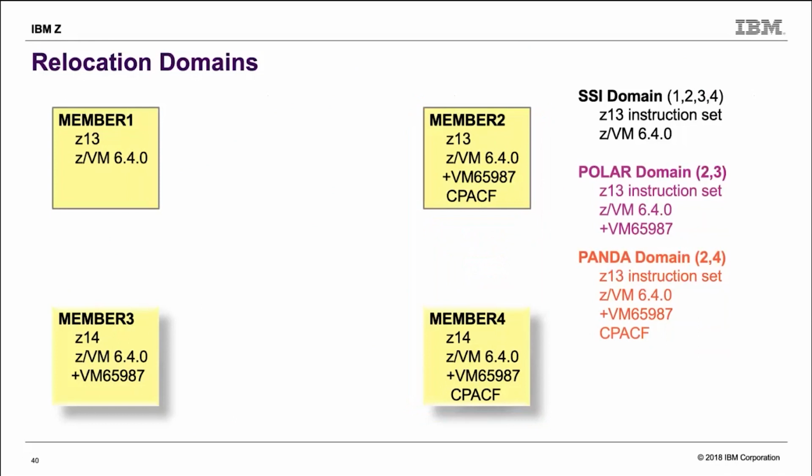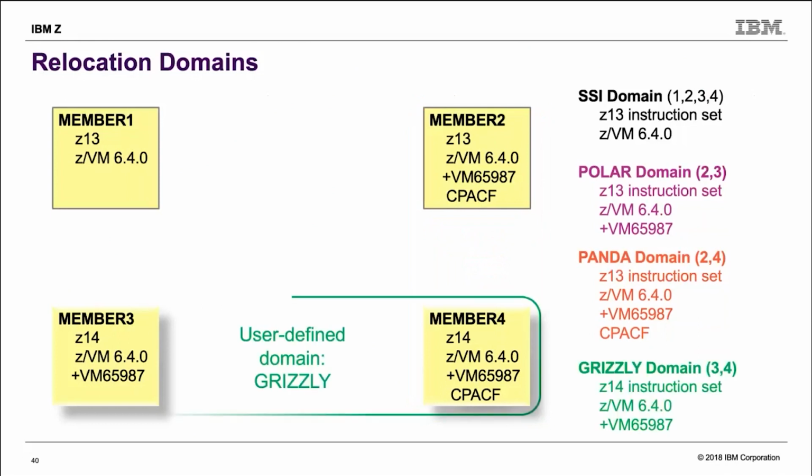Since we're having loads of fun, we'll do another one, and we'll call this one Grizzly. Again, same exercise. You probably guessed what this looks like now, and that would be the Z14 instruction set, z/VM 6.4, and guarded storage, right? So the advantage to this domain is that we'd have that Z14 capability and instruction set. So anything that uses new Z14 instructions to make things a little more efficient, we can take advantage of. And we can still relocate freely between members 3 and 4.